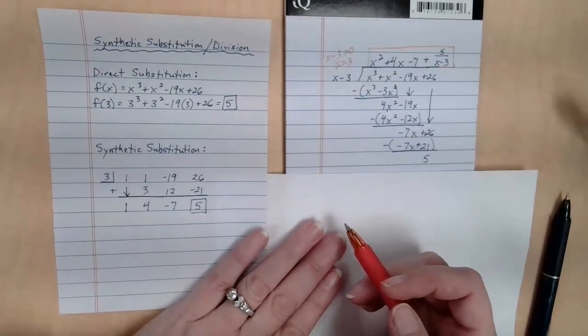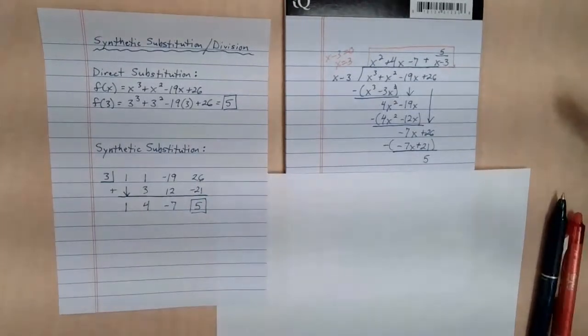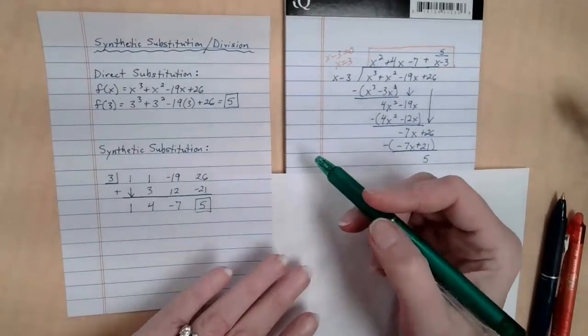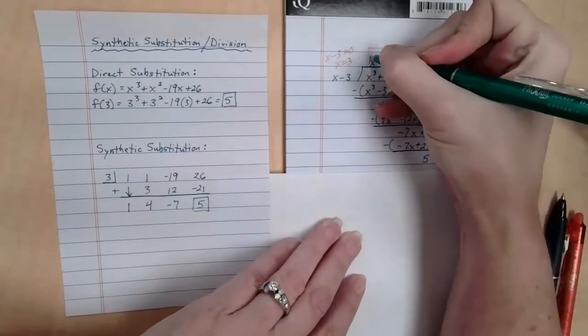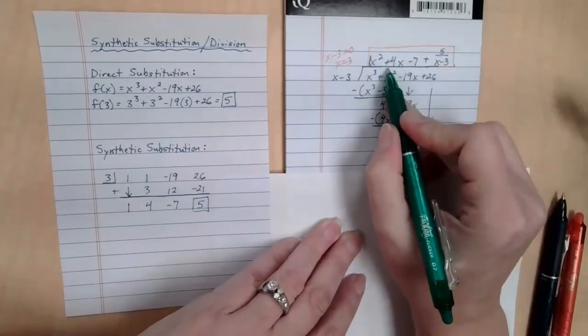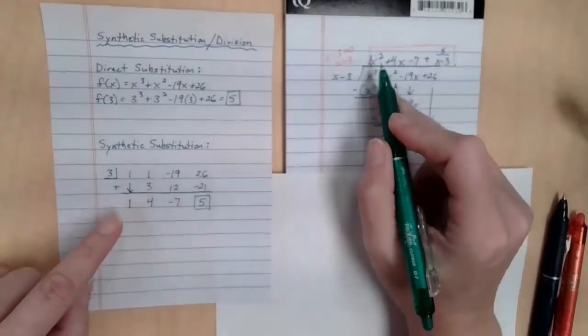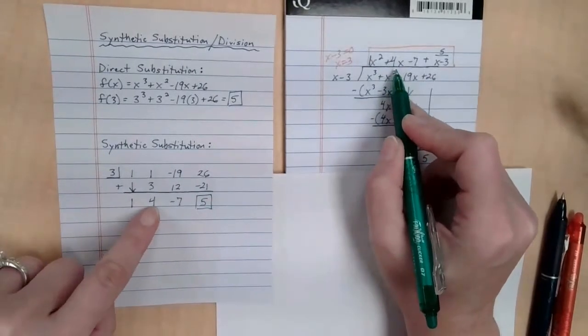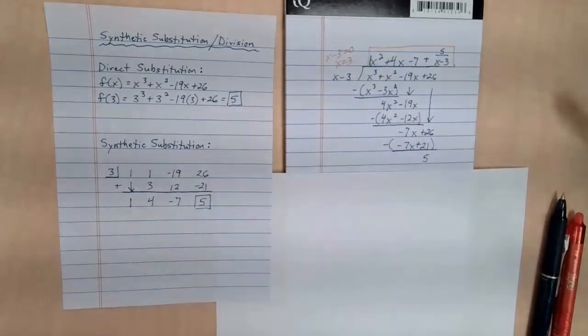Did you even see this? This is insane. Are you still looking? Do you see it? Tell me if you see it. I'm going to try green here. Let's see if green makes it better. Look at these numbers here. This is a 1x squared plus 4x minus 7 plus 5 over x minus 3. Look at this. 1, 4, negative 7, and 5 was the remainder.